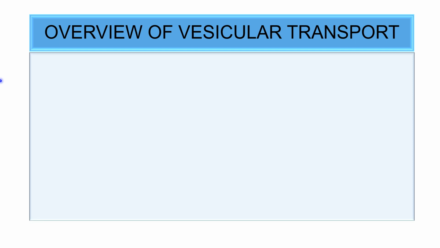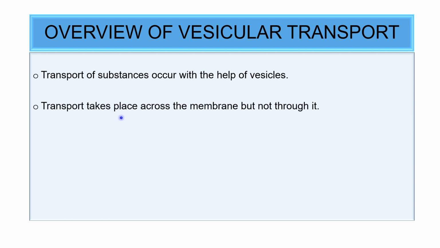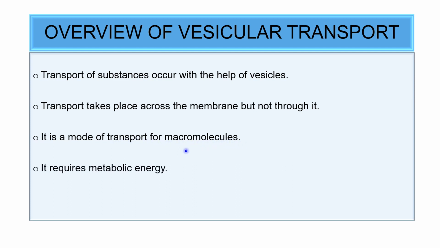Let us now have a look at the overview of vesicular transport, that is, the overall aspects of vesicular transport. In vesicular transport, substances are transported with the help of vesicles. Transport of substances, as we have seen, takes place across the membrane but not through it. The substances carried through vesicular transport cannot pass through membranes. Thus, it is a mode of transport for macromolecules. Transport of vesicles requires metabolic energy. It is a type of active transport. And lastly, transport occurs independent of the concentration gradient.